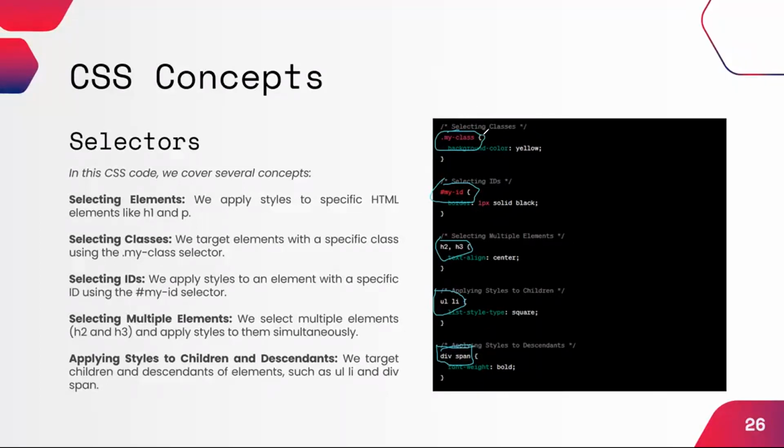So this is an ID. This can only be used on one element. It's denoted with a pound symbol. And in HTML, it's denoted with an ID. I'll show you later. But a class is something that can be used on many elements. So just so you remember, for future reference.